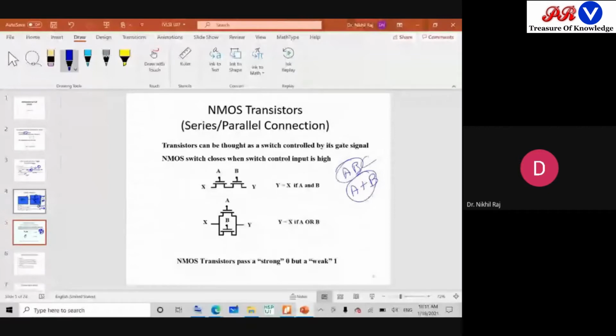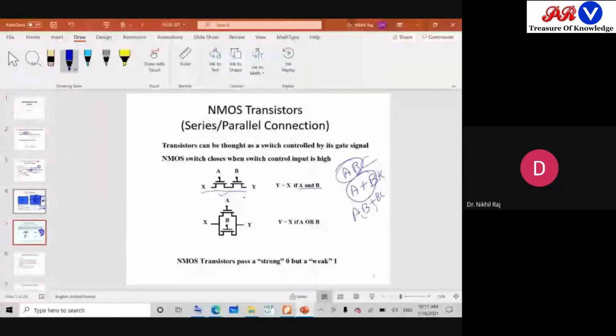So how to realize it in transistor behavior? Because step one is to realize the function using NMOS. When we connect two NMOS in series, then it realizes A and B. A dot function is realized here. And when we connect the two NMOS in parallel, then a plus operation is realized here.